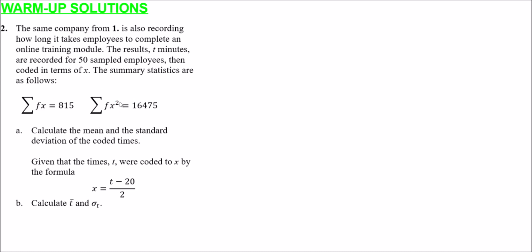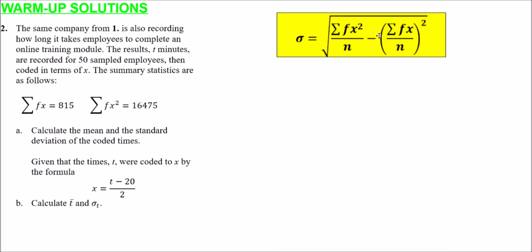For part A, we have to calculate the mean and standard deviation of these coded times. Now, if we've got coded data, this is where we need to know how to use the formula for calculating standard deviation when we have these summary statistics. And the formula is as follows. Okay, this is a formula we need to be using. So, the next step is just a case of substituting in what we know into this formula.